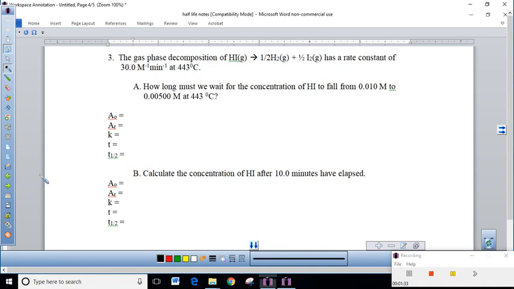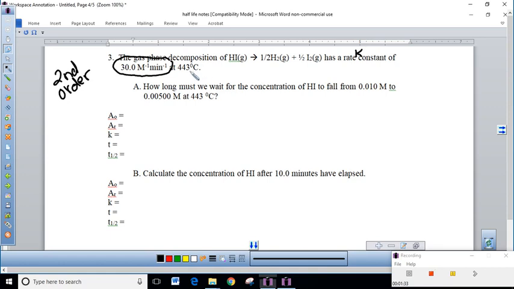The gas phase decomposition of, well, that's basically hydrogen iodide because it's a gas, is making half a hydrogen molecule and half an I2 molecule. It has a rate constant of, now notice, this is where I wanted to show you. What's the unit? That's a rate constant. That's my K. Do you notice here with the unit? This is second order. That unit is giving it away. So we've got to use the second order equations when we get ready to do this.